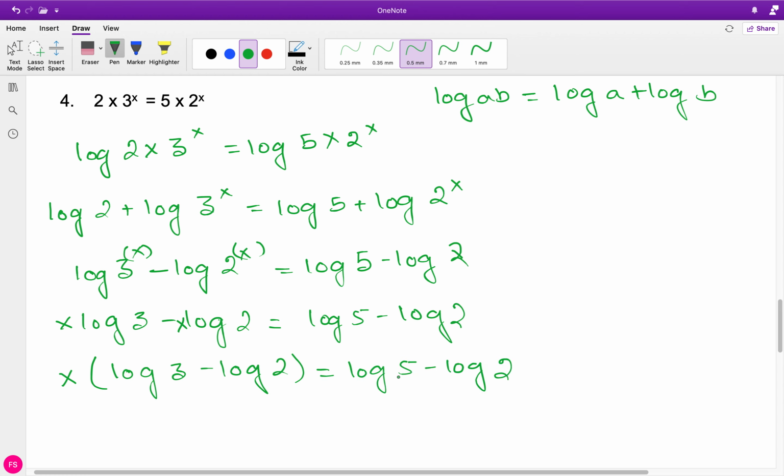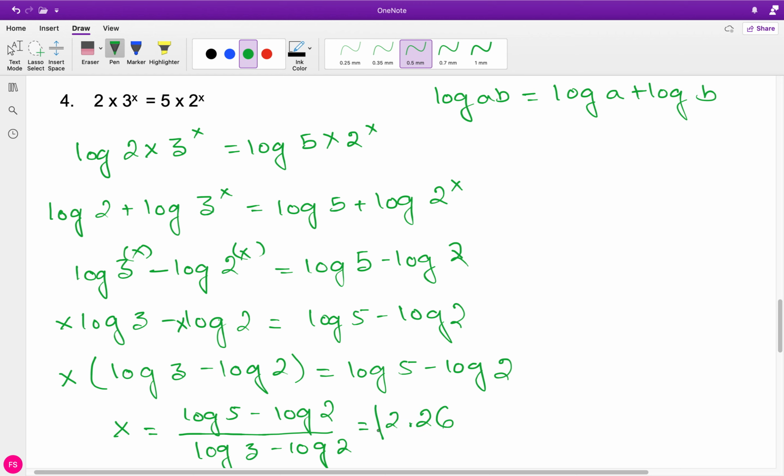Now if you want to find the x, you just need to move this whole thing to the other side. So I will have x equals log of 5 minus log of 2. Oh, that's long. Over log of 3 minus log of 2. Just type it in the calculator and you will get your answer, which is something around 2.26. So that's my answer for number 4. Okay, let me draw a box around it.